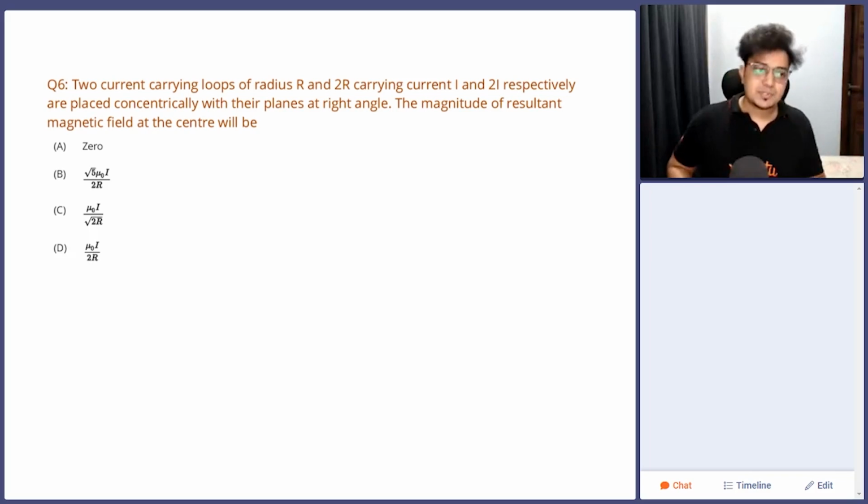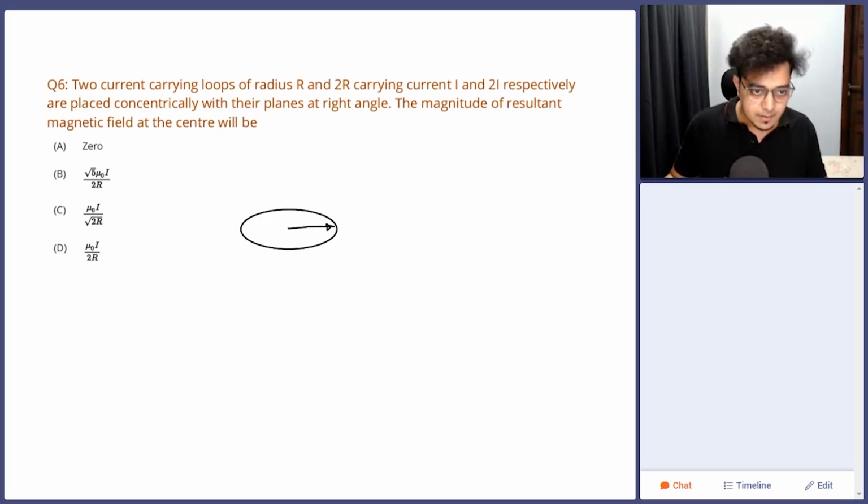Okay, next question. Two current carrying loops of radius r and 2r carrying current I and 2I respectively are placed concentrically with their planes at a right angle to each other. So visualize this. One coil like this having radius r, and the other one is having radius 2r, is placed like this.